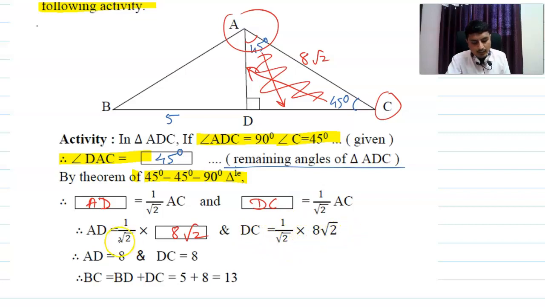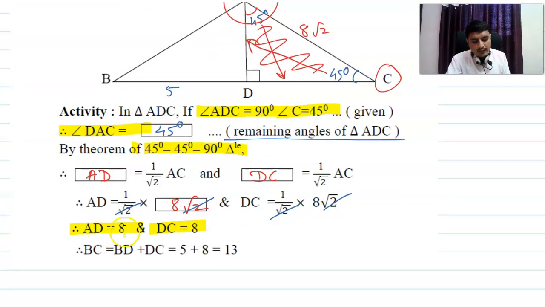Now root 2 and root 2 from numerator and denominator get cancelled, so the value of AD is 8, and the same thing for DC: root 2 and root 2 cancel, so DC equals 8. Now that AD is 8, our target is to evaluate the value of BC. Since points B, D and C are collinear, BC becomes BD plus DC.